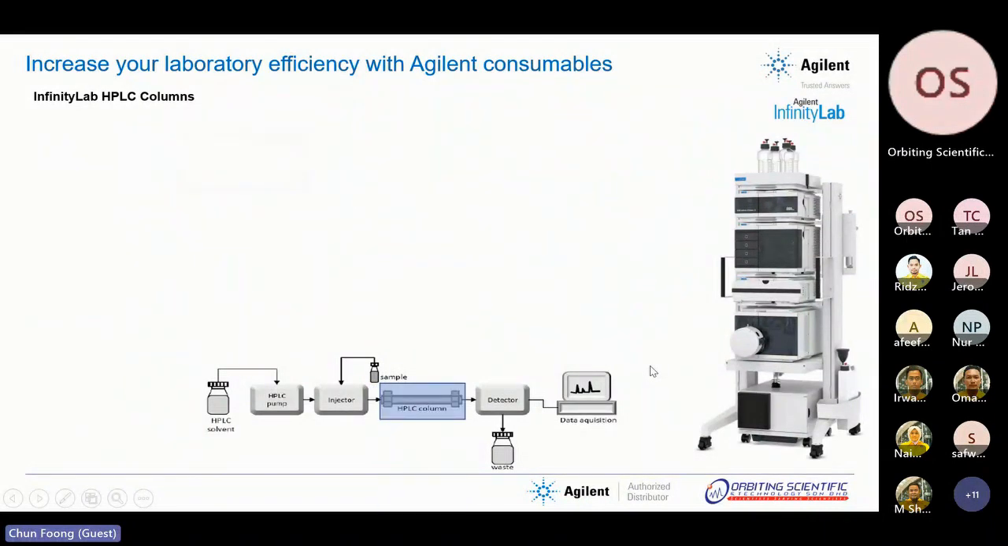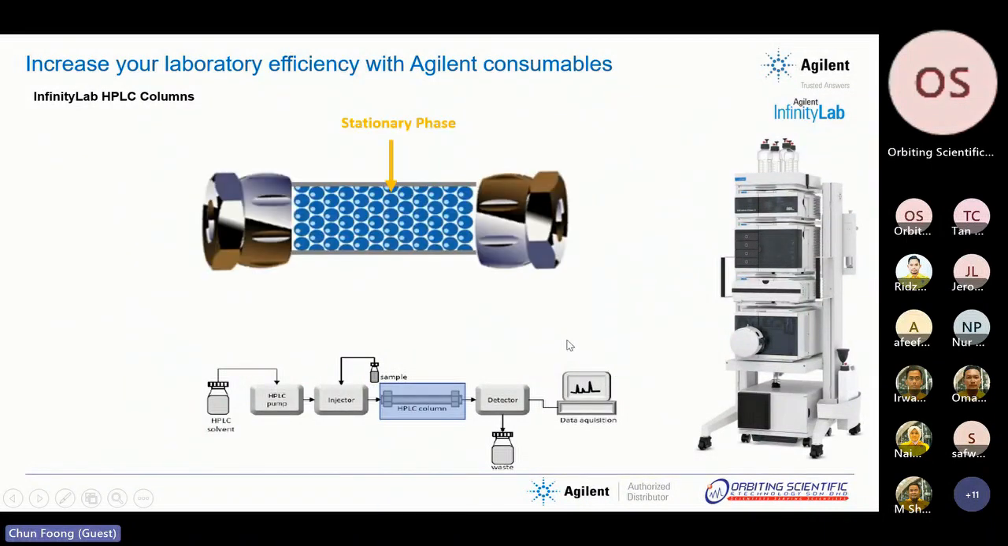So the next slide is about HPLC columns. This is a schematic diagram of the inside of an HPLC column. Inside, there is packing material, and the basis of the common HPLC column is silica, which is then coated with a stationary phase. Usually, most of you may be using a C18 column.